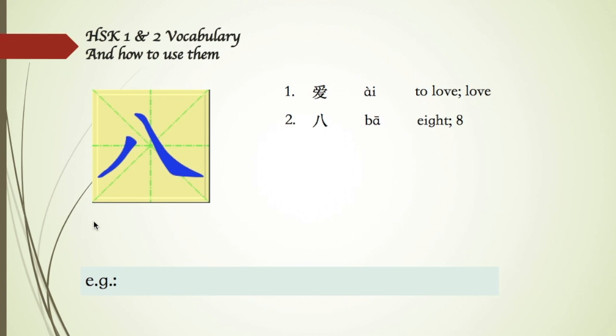Second one is pretty easy. I'm sure most of you know that. It's a number. It's 8. Now that's how you write it. And the pronunciation is bā, first tone, 八.